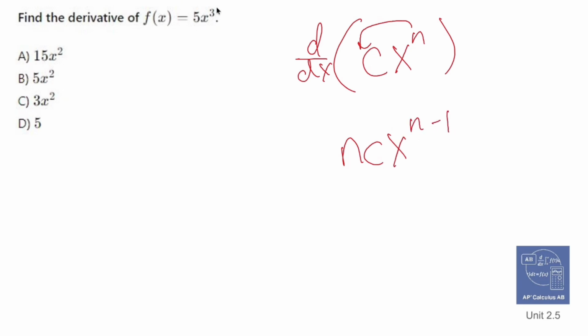So basically what I do is I take my 3, right? I multiply it to 5, giving me 15. X stays x, and drop the 3 down to a 2. And so the derivative of f of x is going to be f prime of x equals 15x squared. That's it.